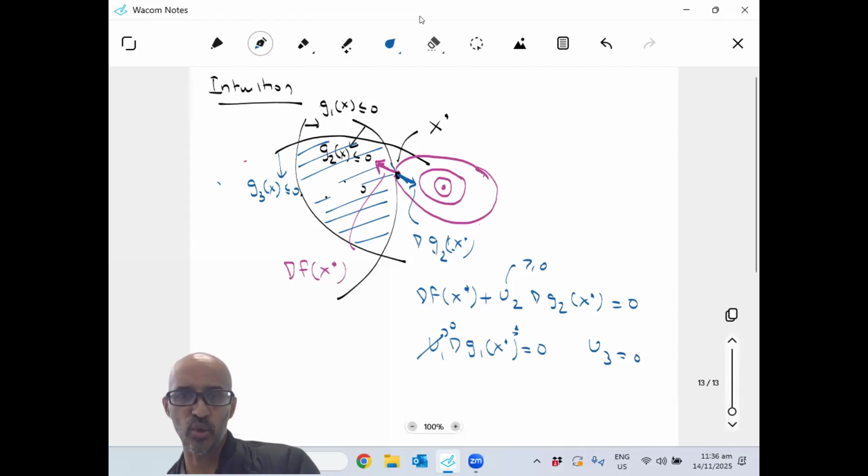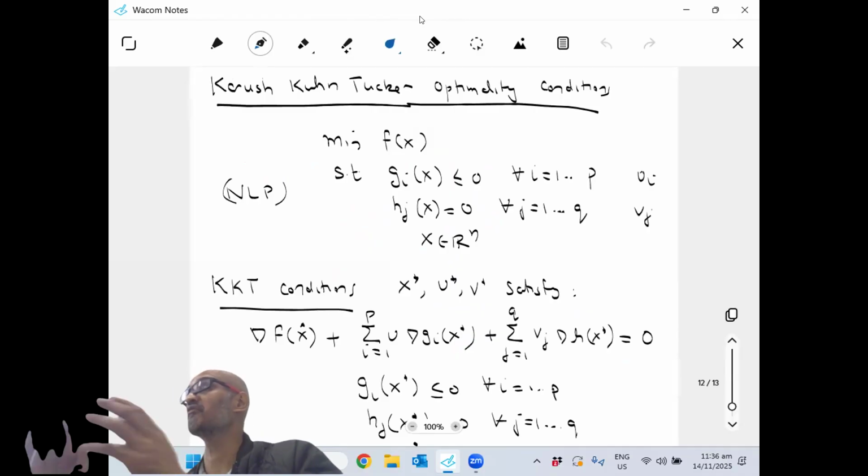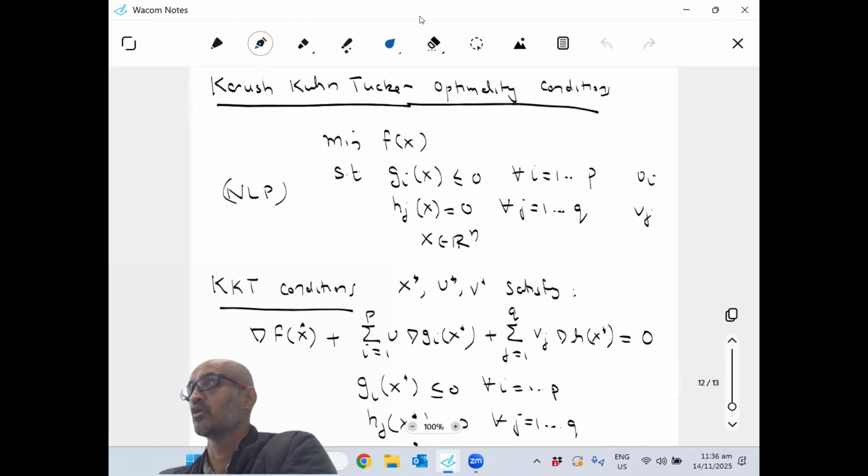Sorry, this should be u1 times g1 of x star. G1 is not tight at x star, so the corresponding dual variable has to be 0. What is this saying? The gradients line up basically. So that's KKT, and it's very natural, except it's working with the gradients. For linear functions, the gradients are constants. Of course, for nonlinear functions, the gradients are not constant.